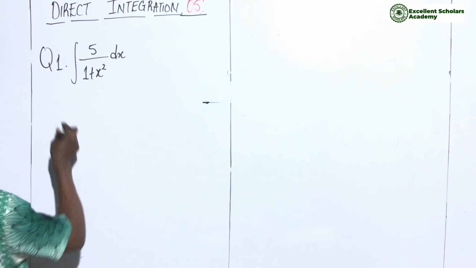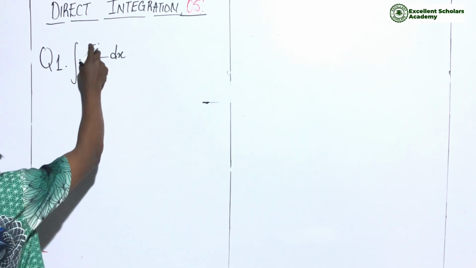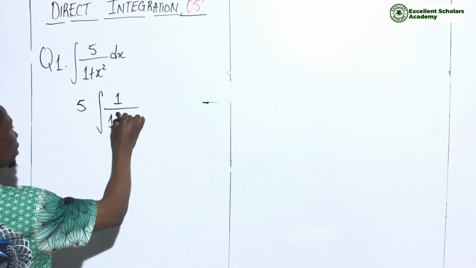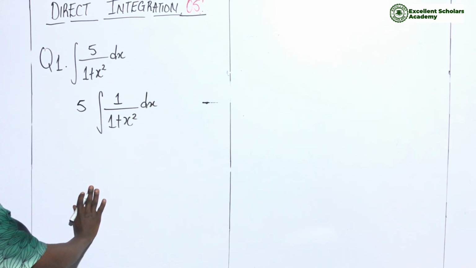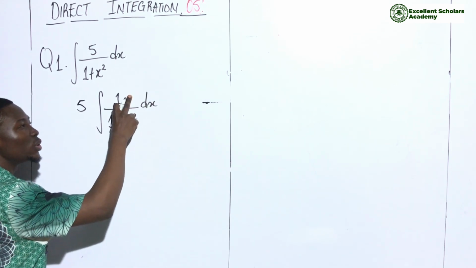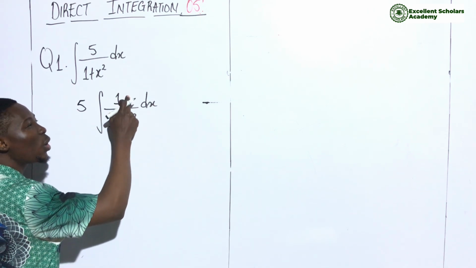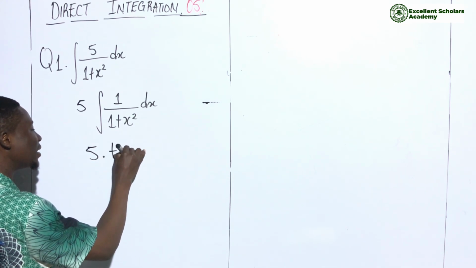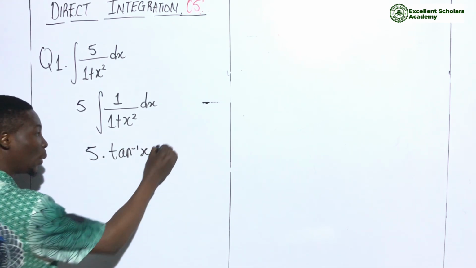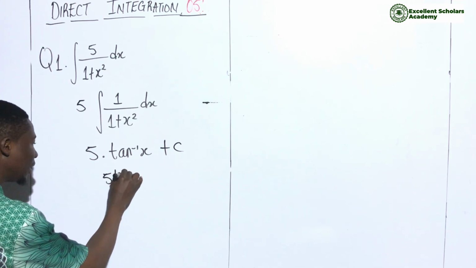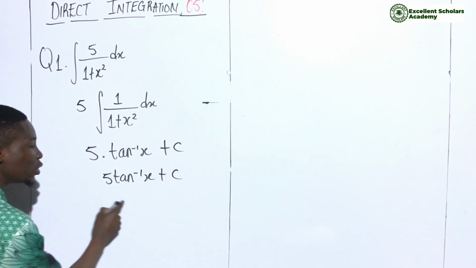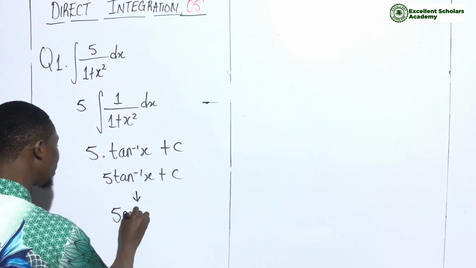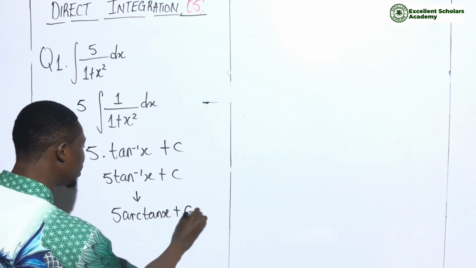Now, I would advise you pull out a constant first, which is 5. So a constant 5, you pull it out, it means 5 times the integral of 1 over 1 plus x squared with respect to dx. Now, do not forget that when you integrate this kind of function, 1 over 1 plus x squared, it becomes tan inverse of x plus your constant. So this becomes 5 tan inverse of x. Some people also call this arc tan x. So I could also write this as 5 arc tan x plus c.